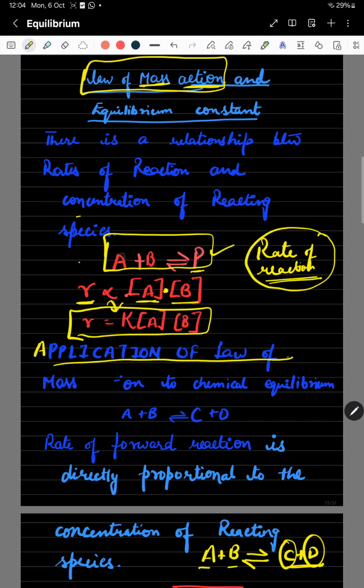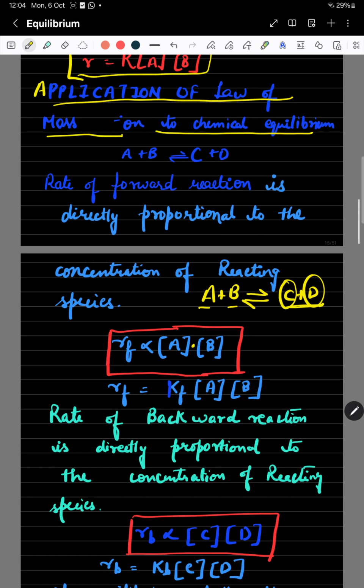Now, the application of the law of mass action to chemical equilibrium. How is the law of mass action useful in chemical equilibrium? As we know, we have a chemical reaction in which two reactants A and B react with each other and produce the products C and D. After some time, for the reversible reaction, C and D become my reactants. They react with each other and produce A and B. So this is your complete reversible reaction.